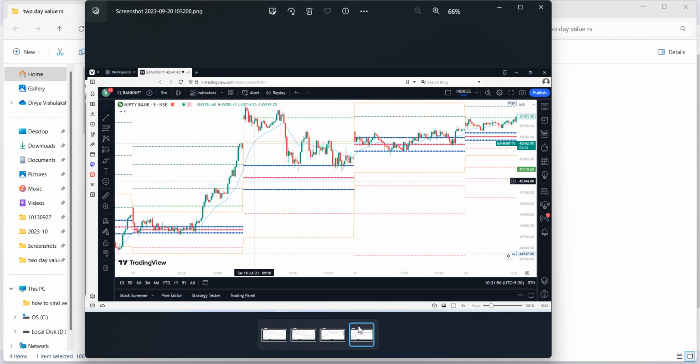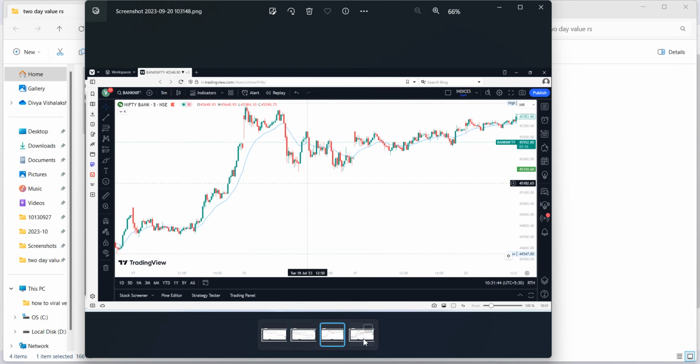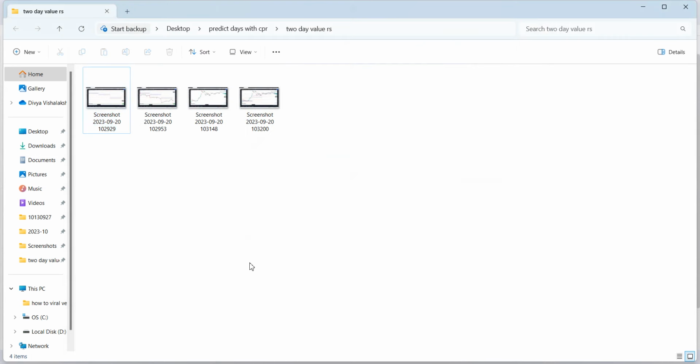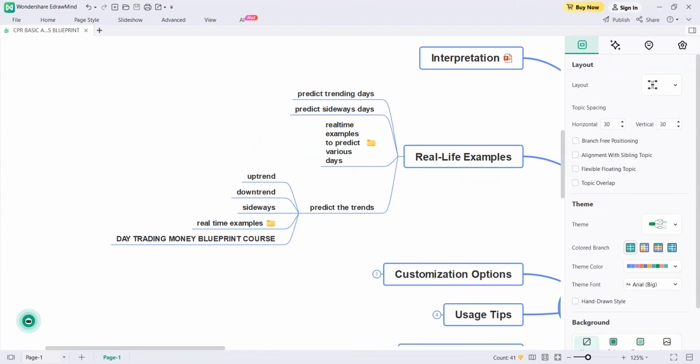Now let's see. This is the same chart with CPR. See, wide CPR, sideways action. Wide CPR, sideways action. Narrow CPR, trending action. Okay, I hope this is an eye opener for you if you don't know the CPR concept. Now I have completed the real-time examples here.